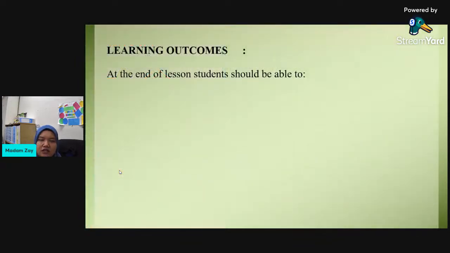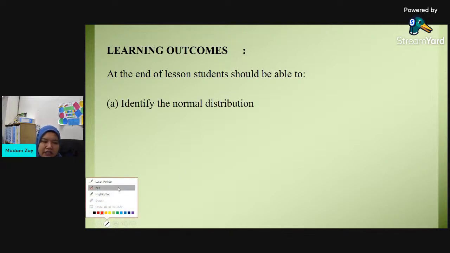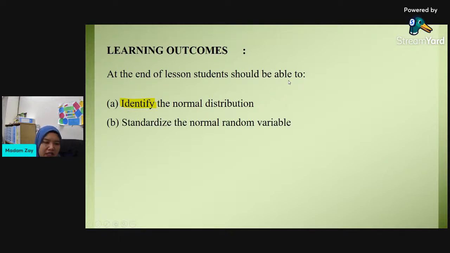Okay. So let us start with this lecture first, subtopic 9.3. So at the end of the lesson, students should be able, first of all, to identify the normal distribution. Okay, so you have to know what is this type of distribution. So what type of distribution we are going to use for this type of question. So furthermore, you need to know what are the characteristics of the normal distribution. And then standardize the normal random variable.